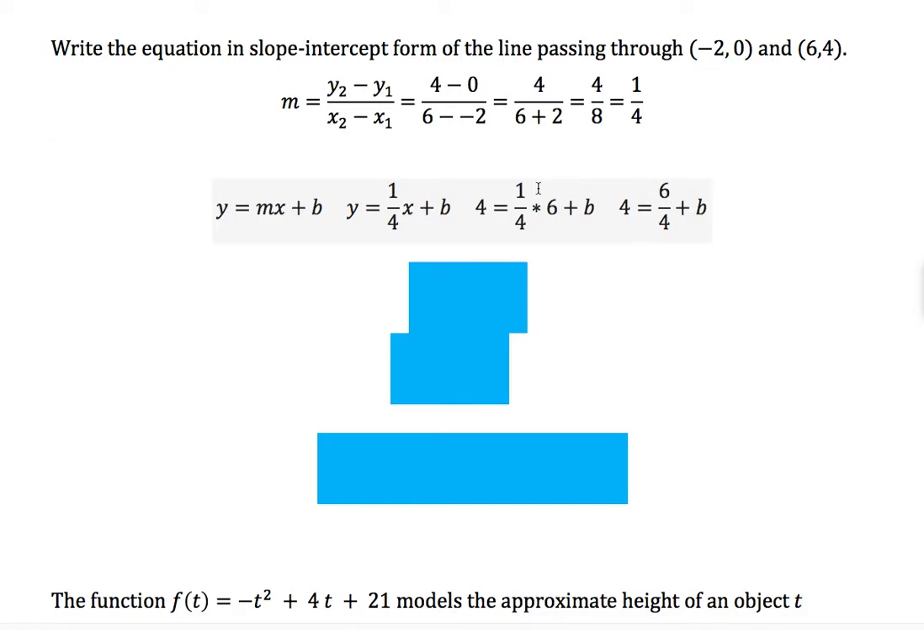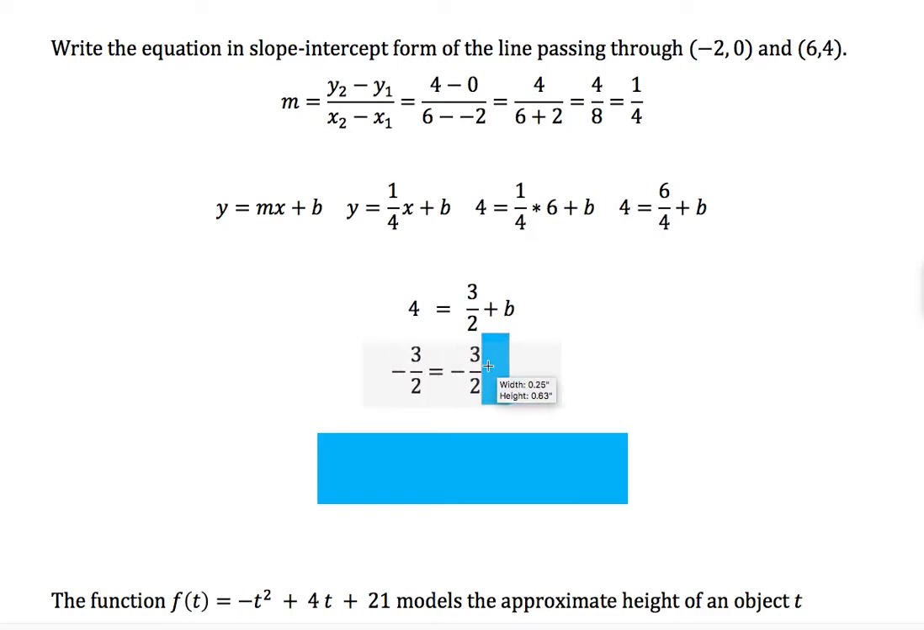And I want to go ahead and simplify this, so I get 6 over 4. Well, that 6 over 4 can be reduced, so I now have 4 is equal to 3 over 2 plus b, and then I want to subtract 3 over 2 from both sides, so I can get b by itself, and I'll end up with 4 minus 3 over 2.